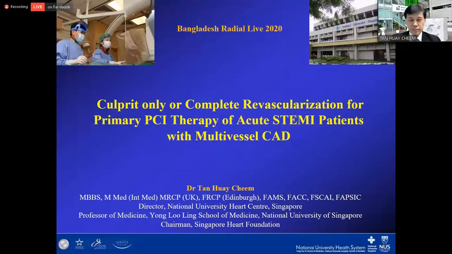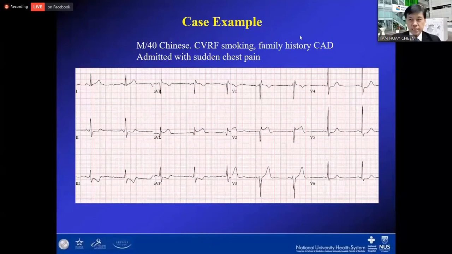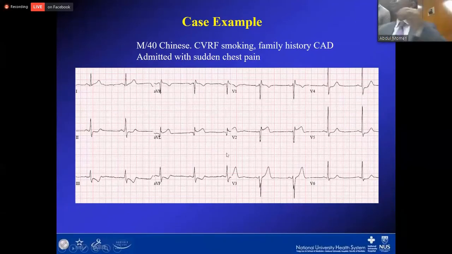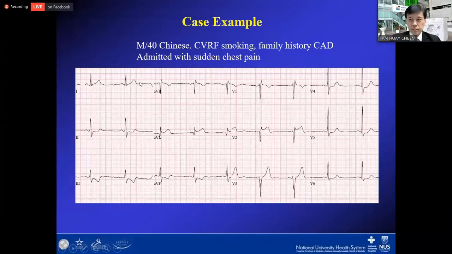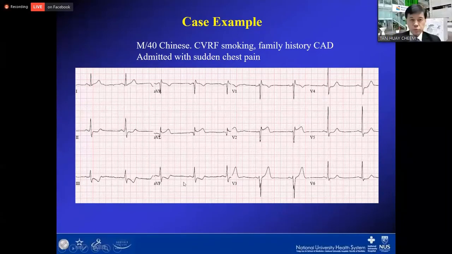I'm going to start off my topic by going through a case example. This is a 40-year-old Chinese male with a risk factor of smoking, and he came in with a sudden onset of chest pain. As you can see from the ECG, there's ST elevation. There's ST elevations in the high lateral leads with reciprocal changes in the inferior leads.